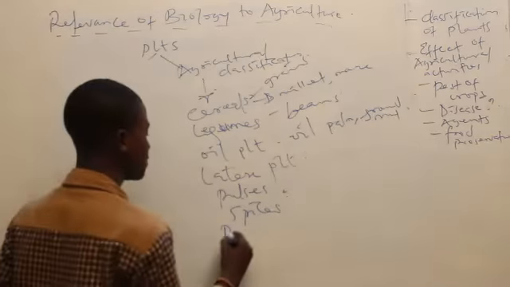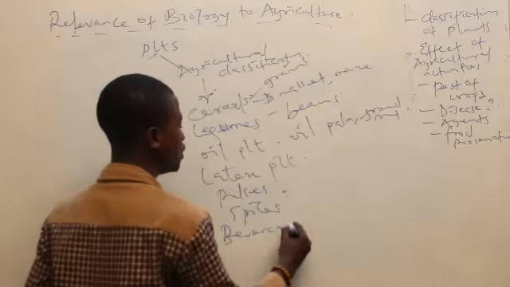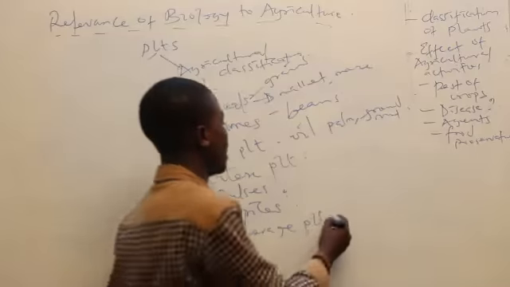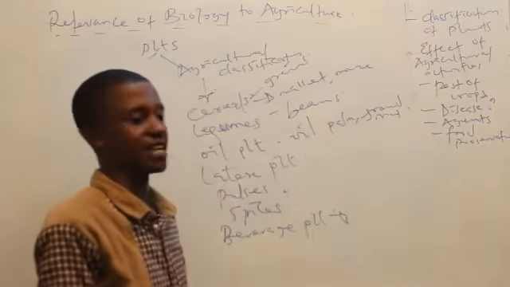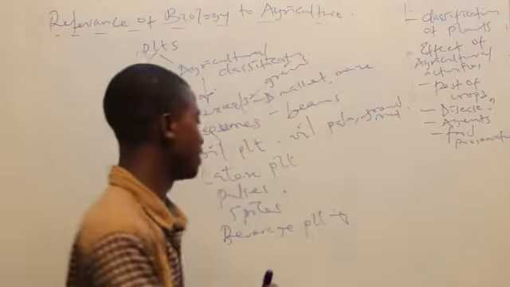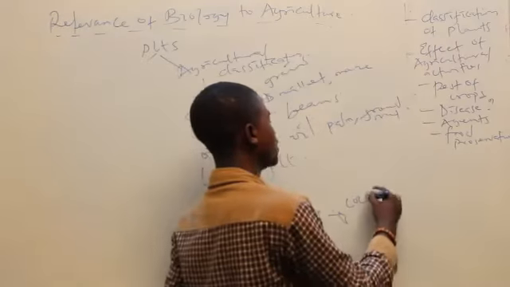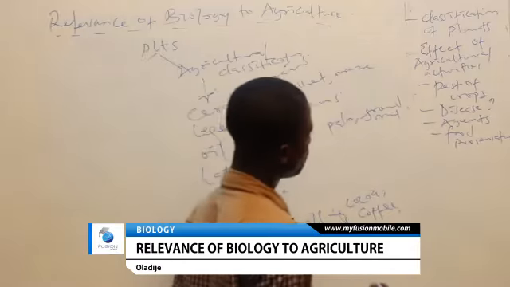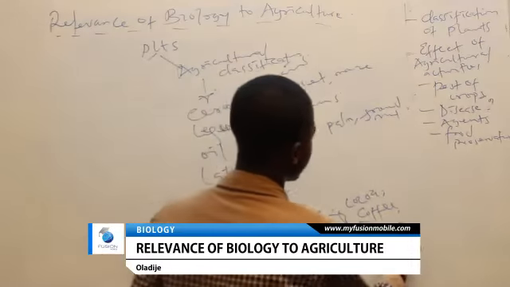Okay, we have beverage plants. Beverage plants are basically plants that have a stimulating effect. A very good example is your cocoa, your coffee, and your tea as well.